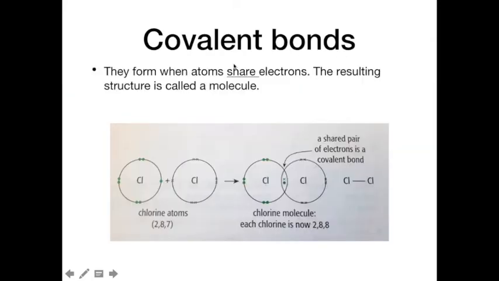Now here we have covalent bonds. Covalent bonds are the result of sharing electrons. You see, a chlorine atom and a chlorine atom connect in order to create a molecule. Now we create molecules, and those 2 electrons are shared by the 2 nuclei. They are pulled by both nuclei, and therefore these 2 chlorine atoms stay together.